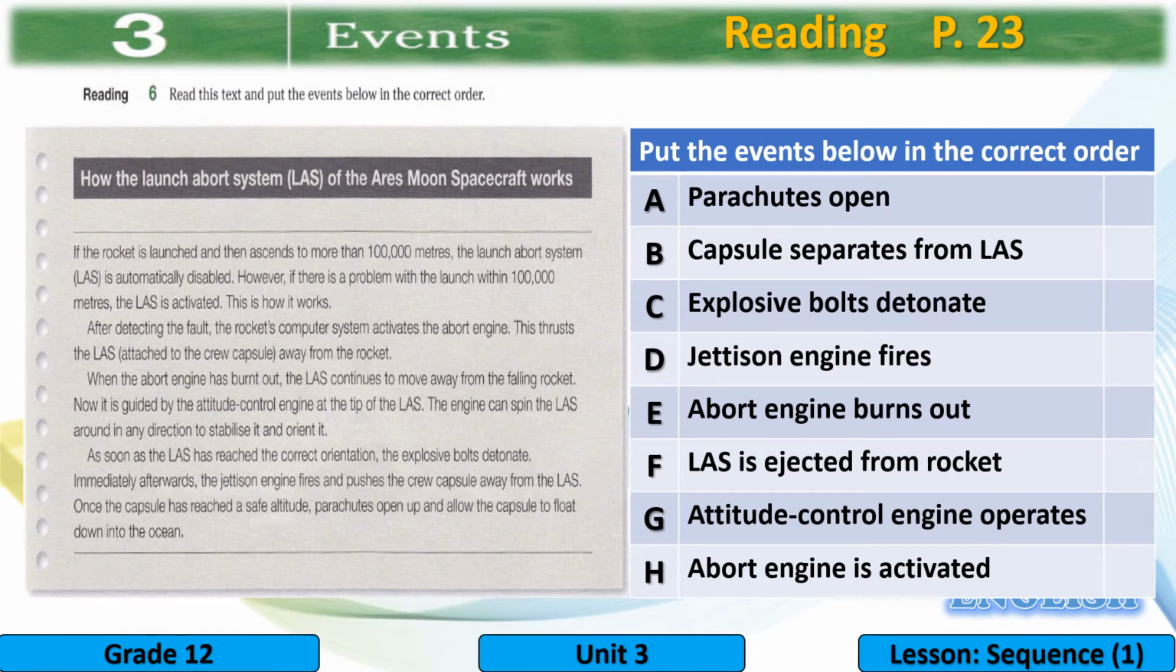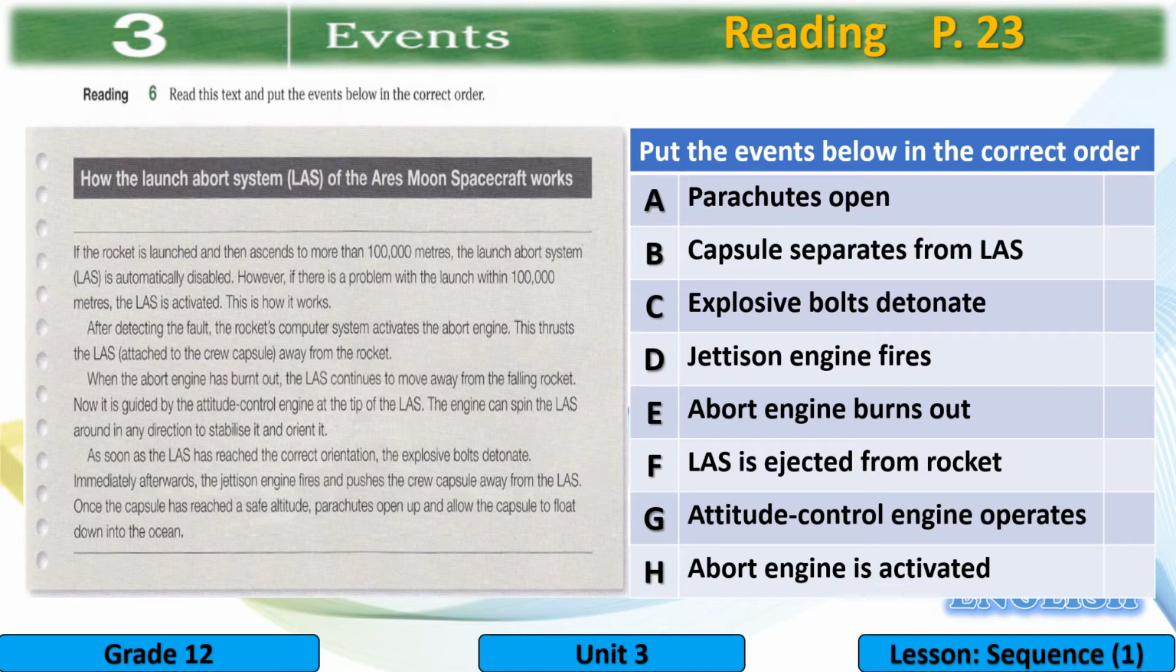Dear students, what you have to do now is to read the text again and put the events below in the correct order. We have the events from A till H. After you put them in the correct order, now you can see how the launch abort system, the LAS, of the Earth Moon spacecraft works. Again, please pause the video before you check your answers. Let's begin now.